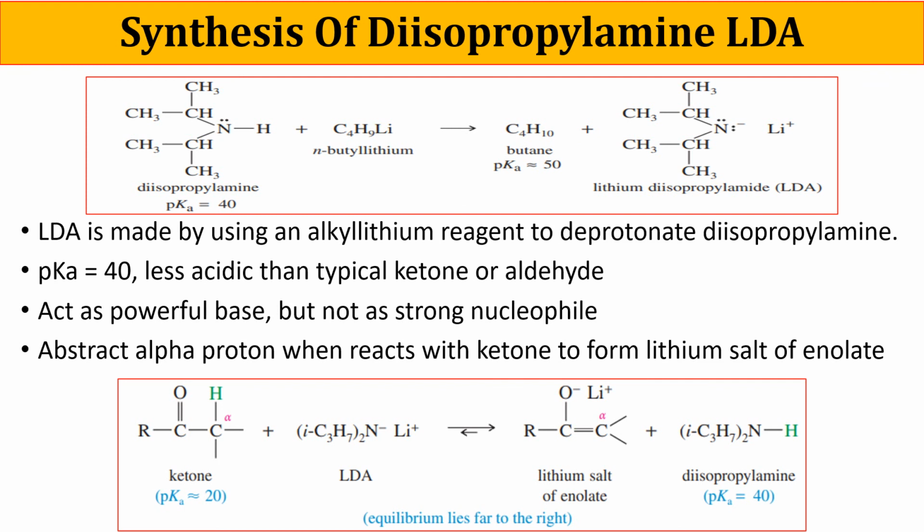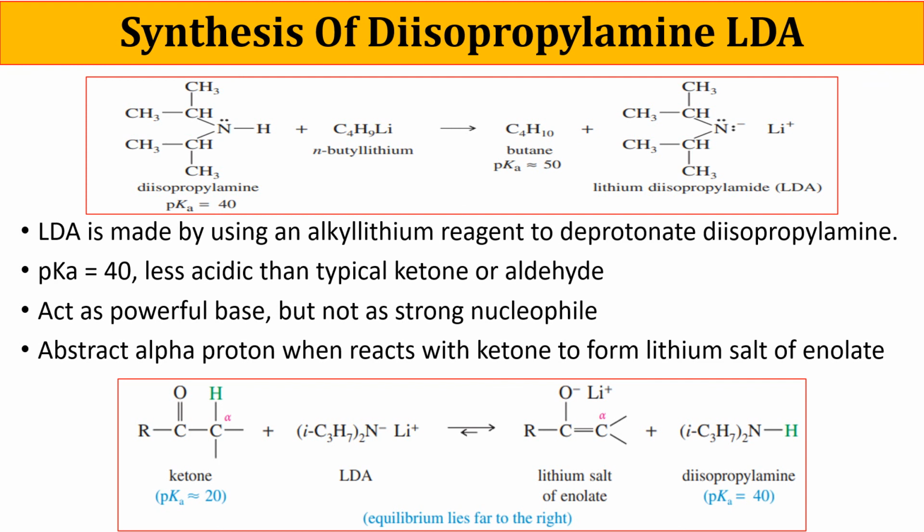LDA is made by using an alkyl lithium reagent to deprotonate diisopropylamine. Diisopropylamine has a pKa of about 40, showing that it is much less acidic than a typical ketone or aldehyde. LDA is about as basic as sodium amide but much less nucleophilic because it is hindered by two bulky isopropyl groups. LDA does not easily attack a carbon atom or add to a carbonyl group. Thus, it is a powerful base but not a strong nucleophile.